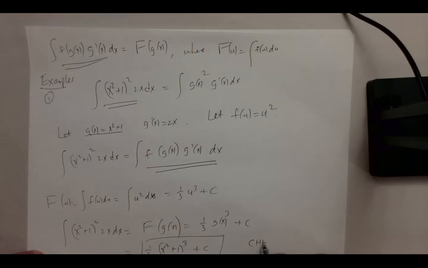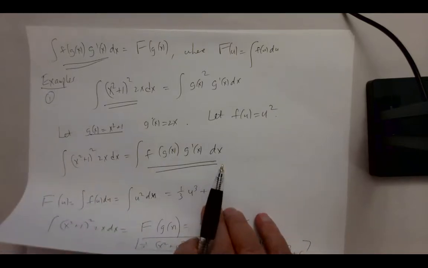And how can we check if this is correct? Well, you differentiate. If this is the antiderivative, then the derivative with respect to x of 1/3 (x squared plus 1) cubed plus c is 1/3 times 3 times (x squared plus 1) squared times 2x. These cancel, and we get exactly what we're supposed to get. So this is correct. Oh, that's very nice.